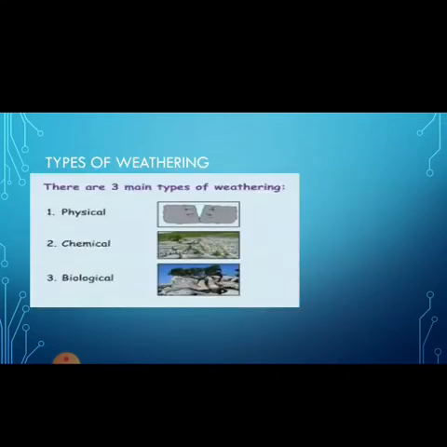Mainly, there are three types of weathering: physical weathering, chemical weathering and biological weathering. Physical weathering means there is no change in the properties of a parent rock and a product rock. While in the case of chemical weathering, chemical reactions take place. So the product rock's properties are different from the parent. And biological weathering is a type of weathering done by living organisms, either plants or animals.